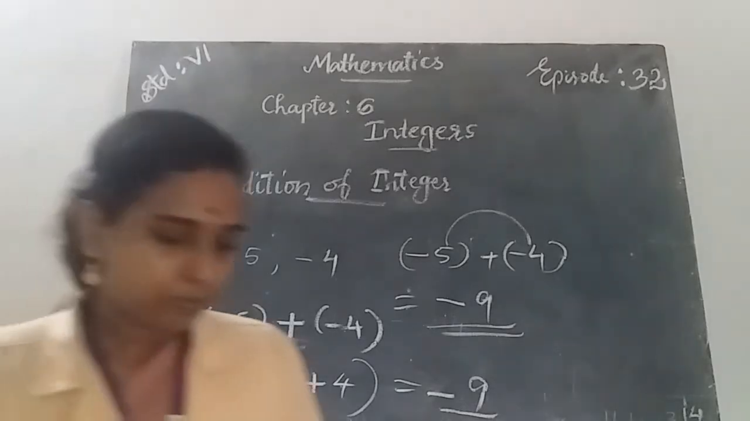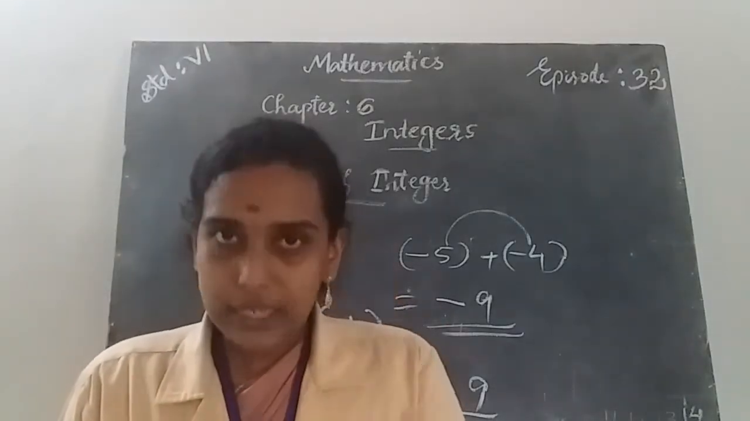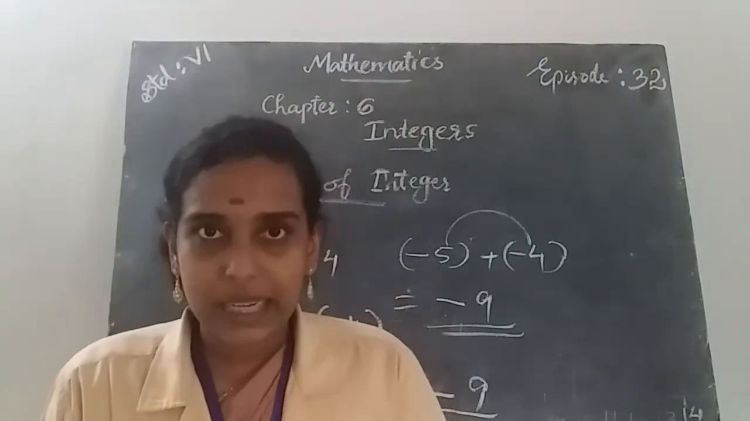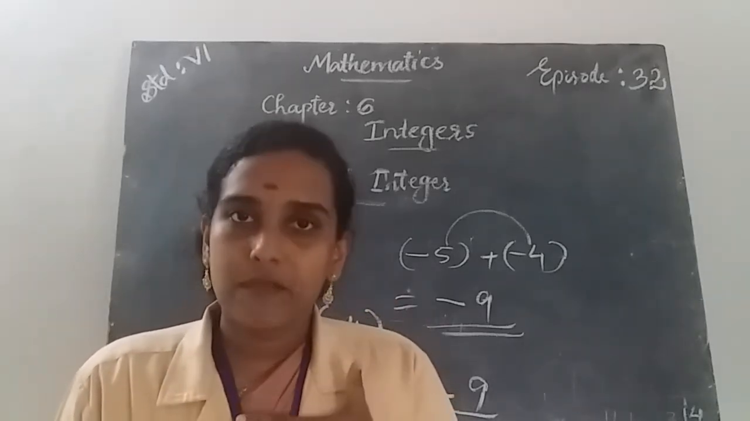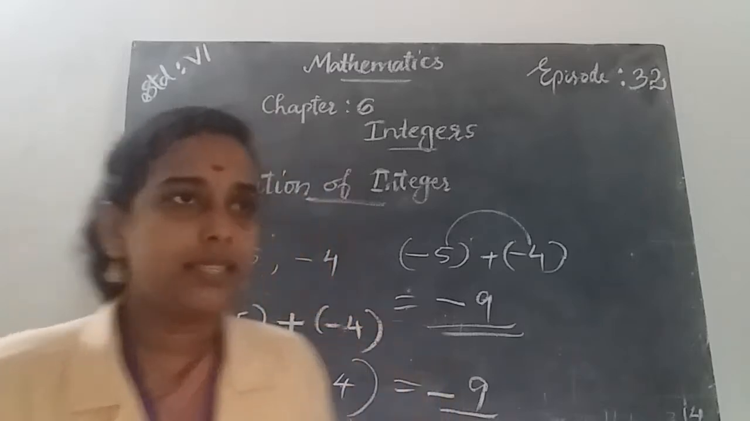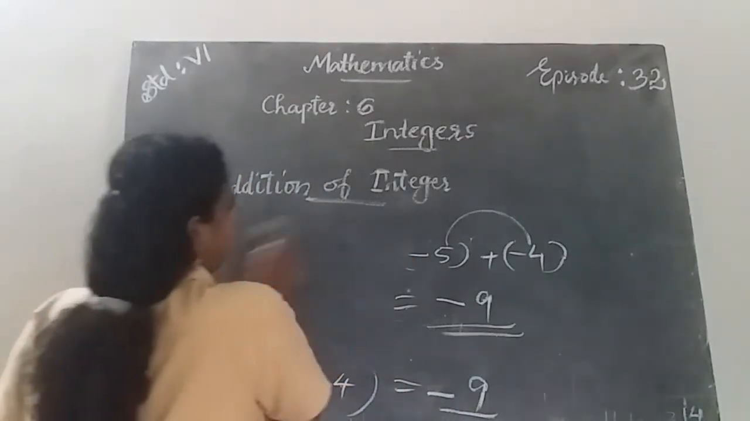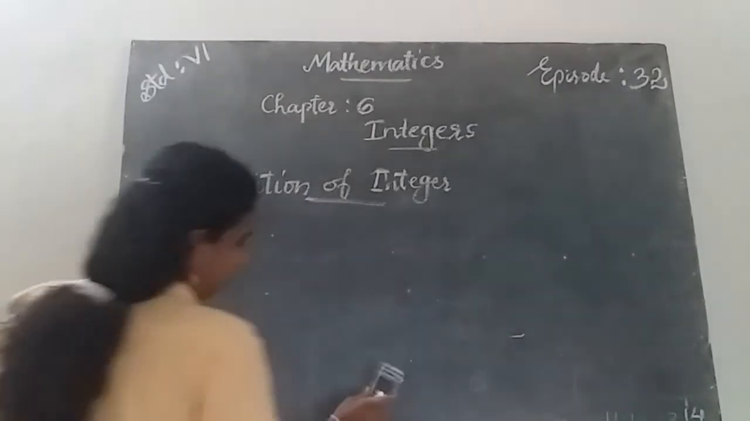So if we add any two positive integers, we get a positive integer. If we add any two negative integers, then we get a negative integer. Another example.